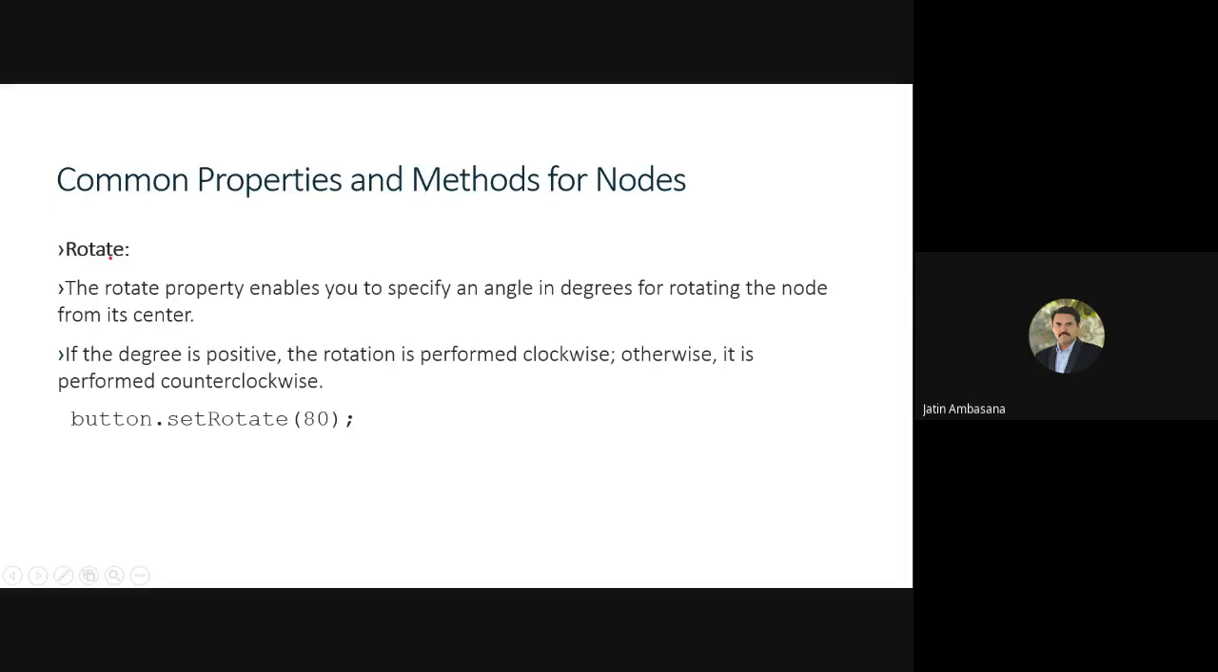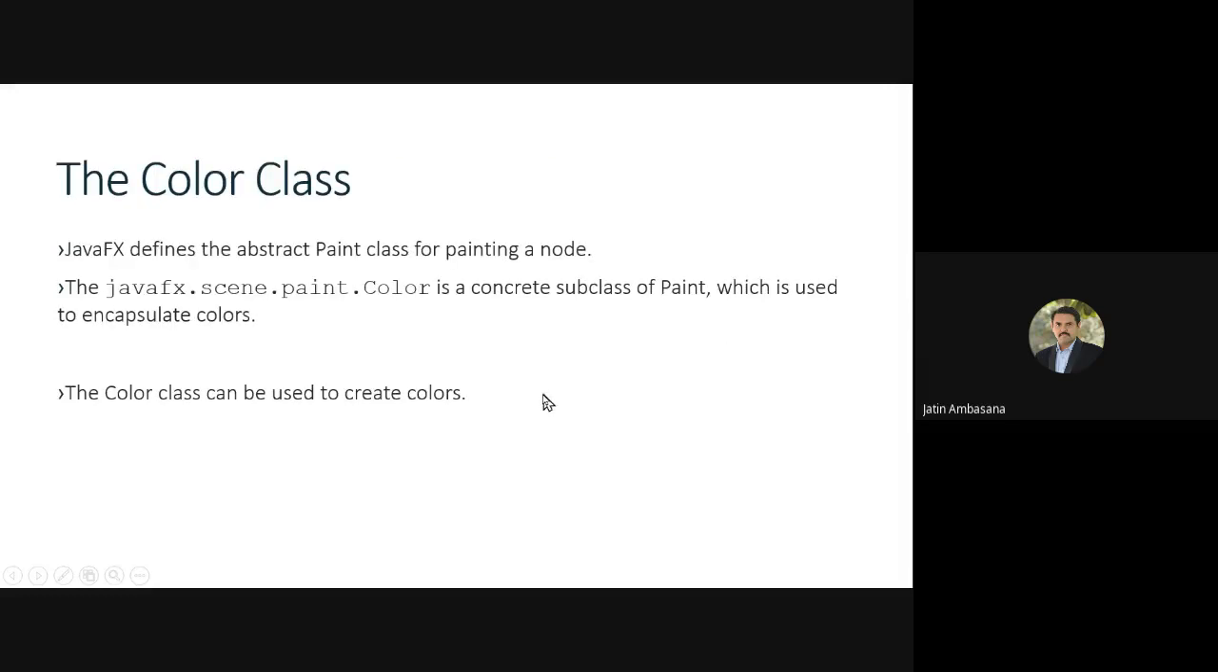Then we also saw how rotate works. We can rotate anything, even a button. And since it's a positive degree, it starts rotating in the clockwise direction. Then we saw the Color class, right? This is the Color class, which is a concrete subclass of Paint, which is used to encapsulate colors, and it can be used to create colors.